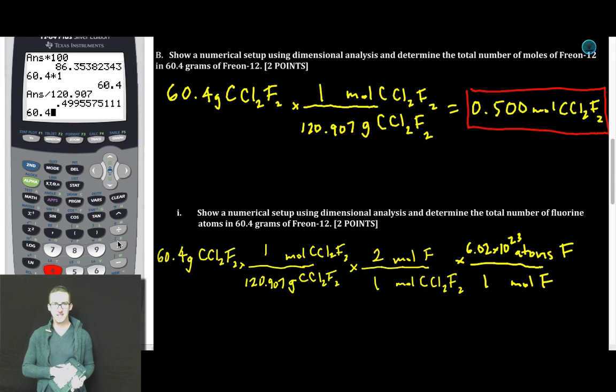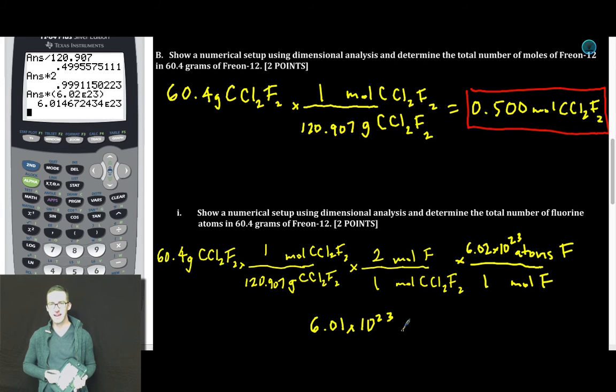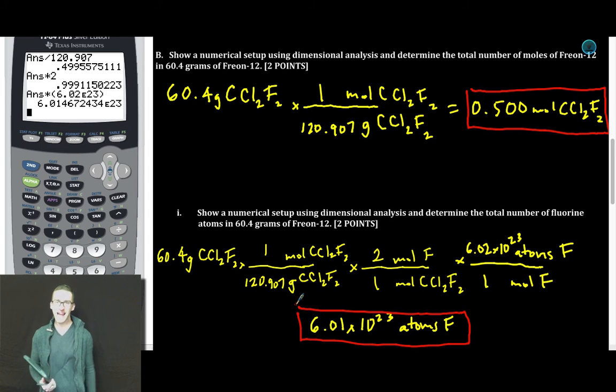Calculator. 60.4 times 1, answer, divided by 120.907, answer, times 2, answer, times Avogadro's number, 6.02 E 23, close parentheses, answer. To 3 sig figs, I get 6.01 times 10 to the 23 atoms of F. Boom. I have about Avogadro's number of atoms of F.